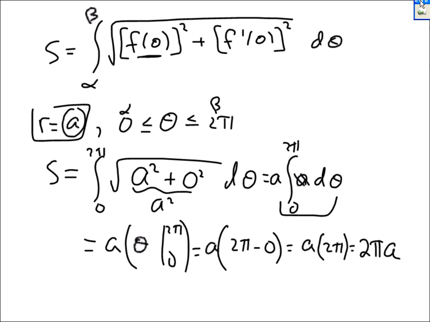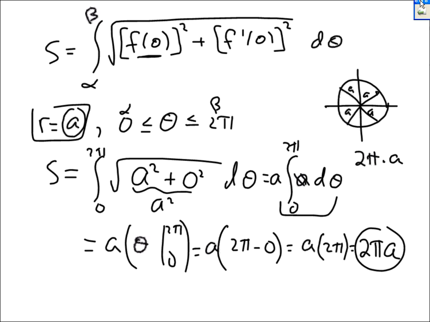Now, does that make sense? I mean, maybe this is absurd. If r is a, that means that distance is a. That distance is a. That distance is a. The arc length, that's a circle. The arc length is 2 pi times the radius. The radius is a. That's just what we got.